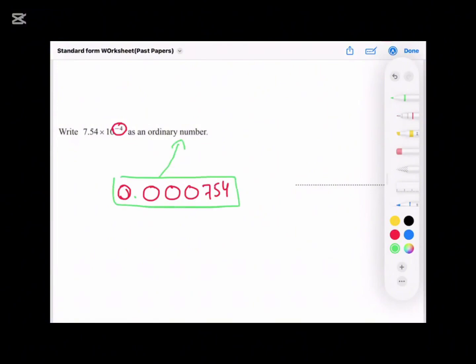You can check your answer as well. When you move the decimal to after one digit: 1, 2, 3, 4, it will take 4 steps. So it will become 7.54 multiplied by 10 to the power negative 4. So you can check your answer as well.